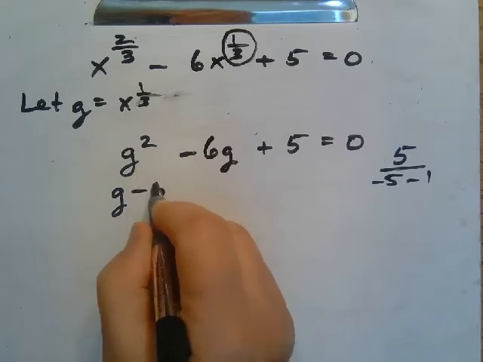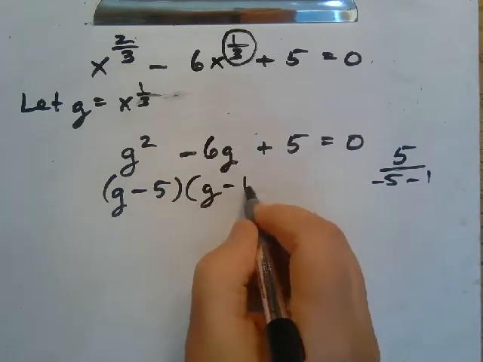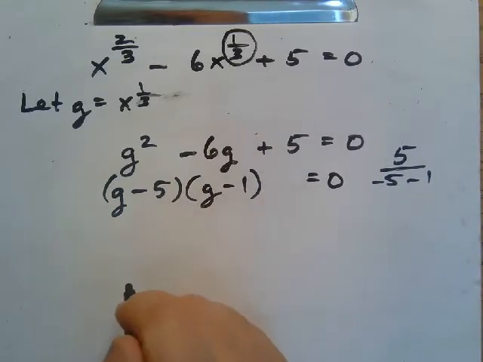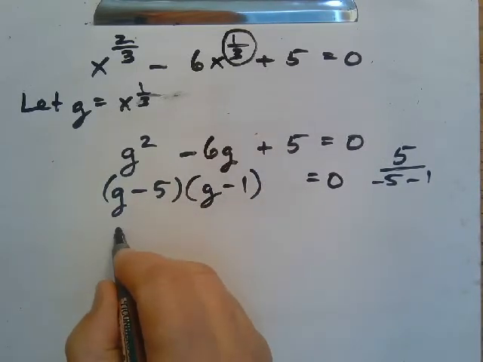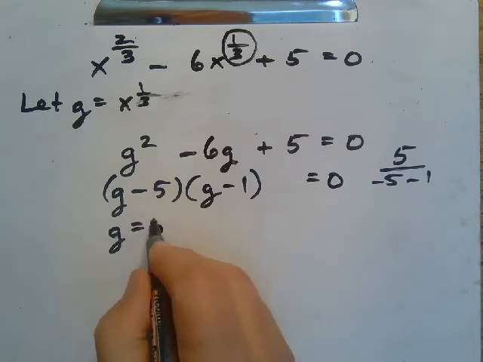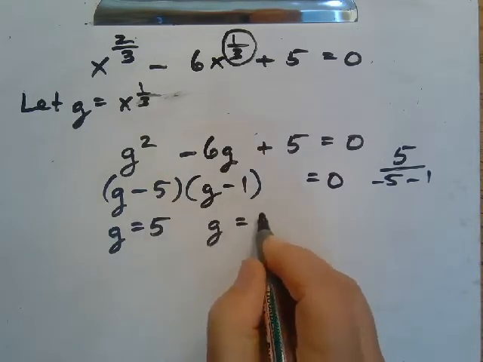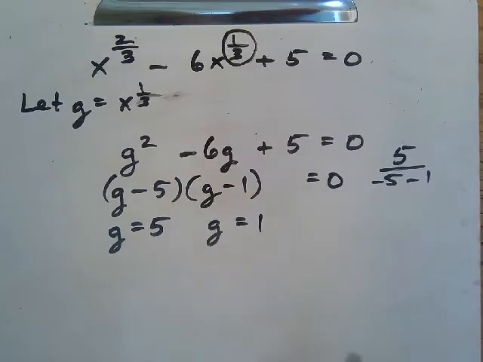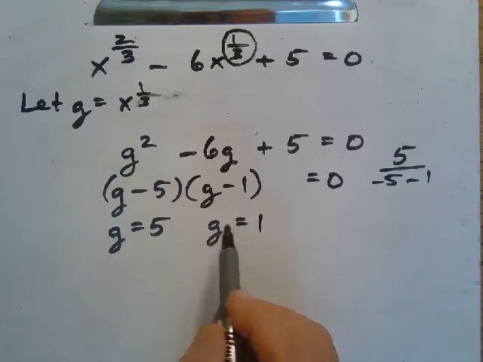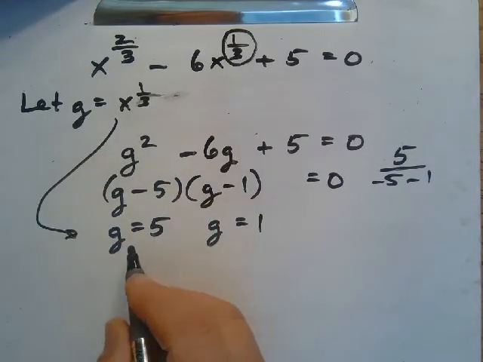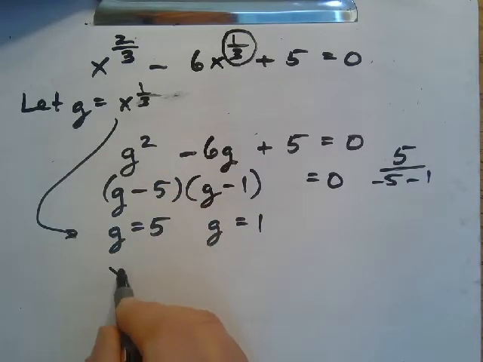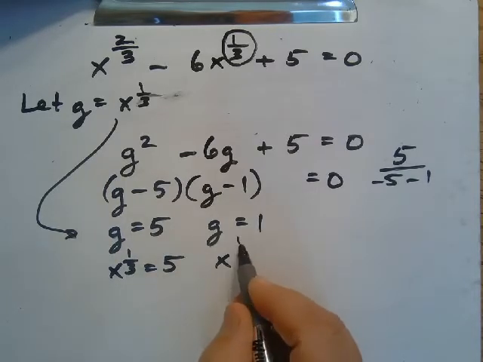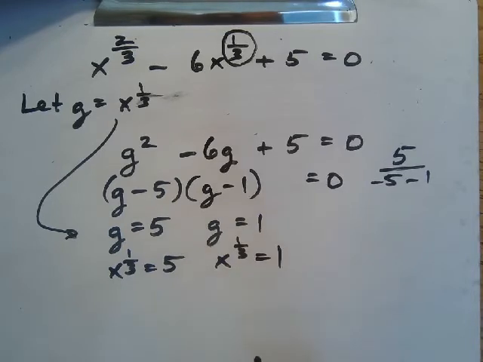So let's just jump to the end. g minus 5, g minus 1, product is 5 and the sum is -6. So we find that g is equal to 5 when we solve this, and g is equal to 1. I skipped through the zero product property. Now, if this is what g is equal to, let's resubstitute back in here, and let's put x to the 1/3 in here instead of g.